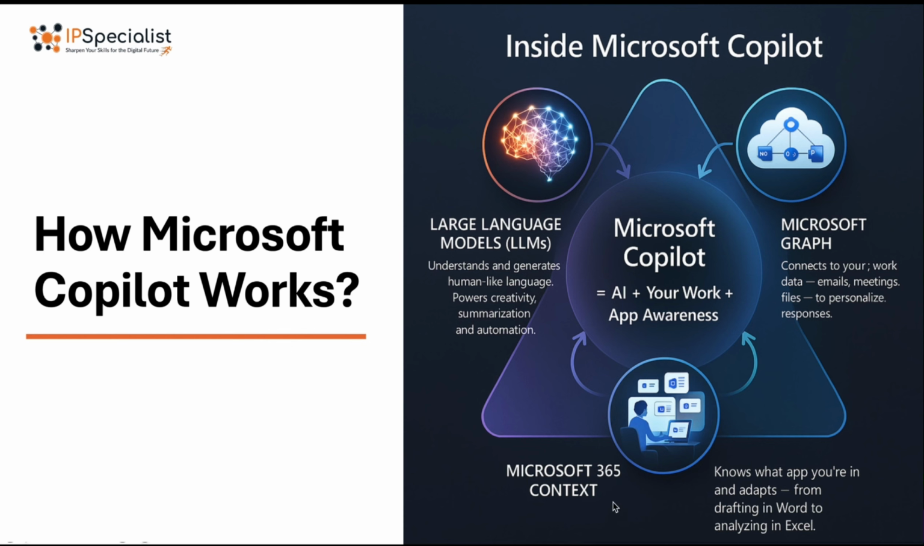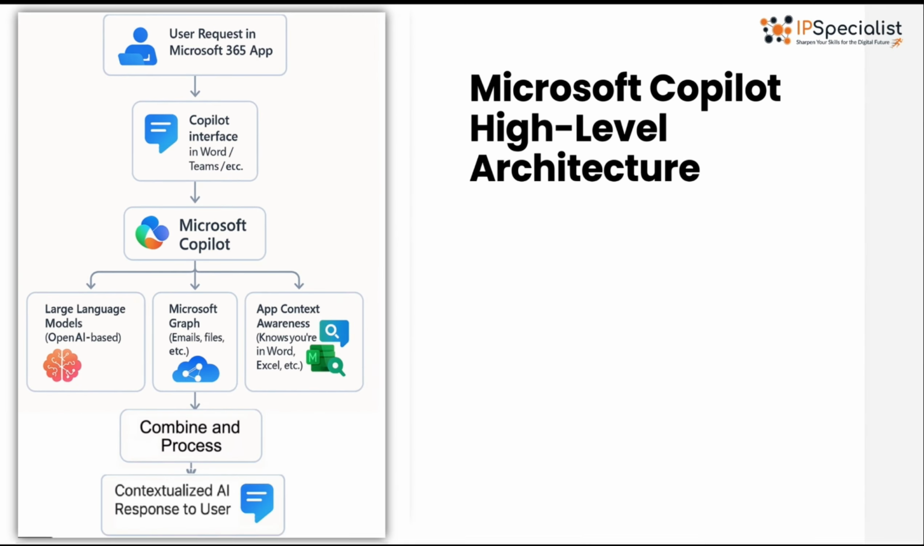And finally, Microsoft 365 contextual awareness. What sets Copilot apart is its ability to understand the app you're working in. For instance, in Word, it can help draft and edit documents. In Excel, it can analyze trends or generate formulas. And in Teams, it can summarize meetings, notes, or suggest responses, all tailored to what you're doing at that moment. This intelligent integration allows Copilot to act as a real time productivity partner, helping you focus, work faster, and think creatively.